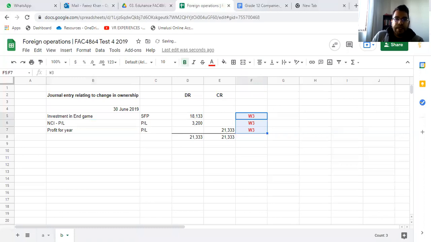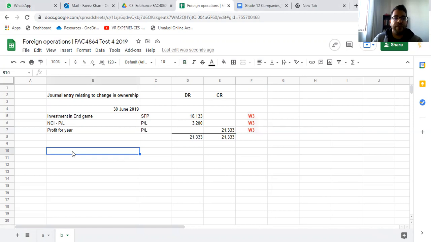Okay. Now the next journal entry that we're going to do is to account for the disposal. We're going to get rid of the investment in Endgame, and we're going to recognize the investment in associate. We must recognize the loss on disposal, and we must eliminate the gain on disposal.